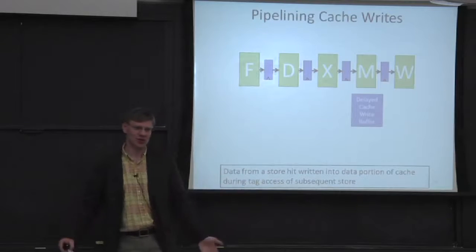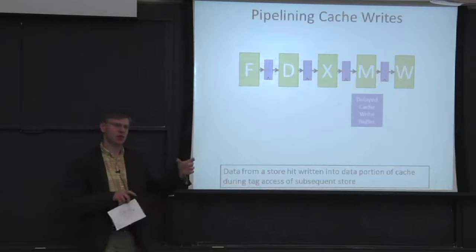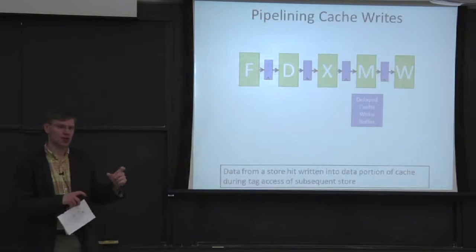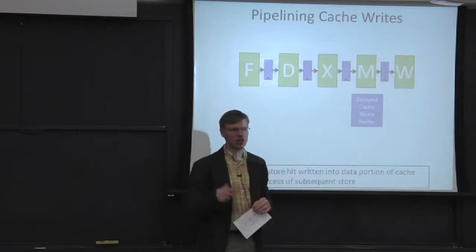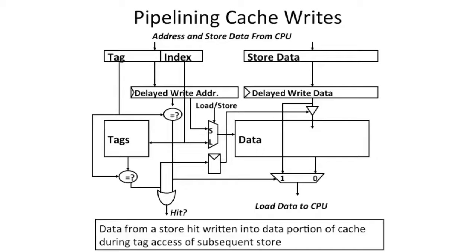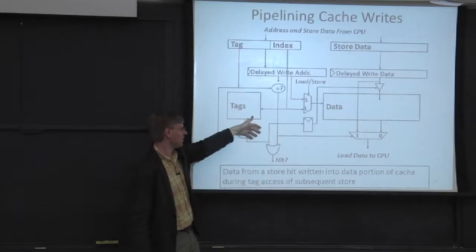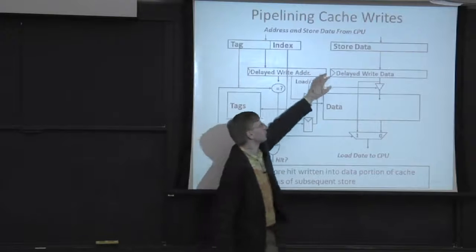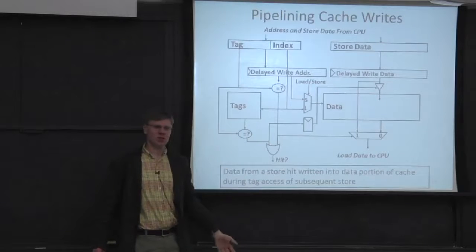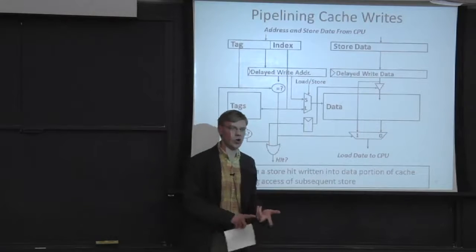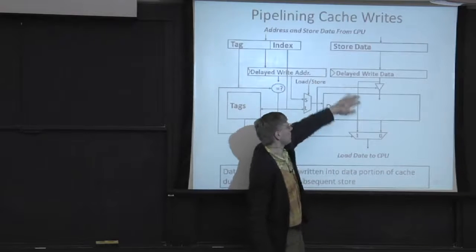If you have a store after a store after a store, you can basically decouple the tag from the data for stores and use the port on the data array of the cache to do the store later. We can look at this with a little bit more detailed drawing here, just to reiterate what was going on. You do the store, it checks the tags, and it's going to store the address and the data. And at some point in the future, when there's an idle cycle or another store going on, it'll actually transition this data into the data array.